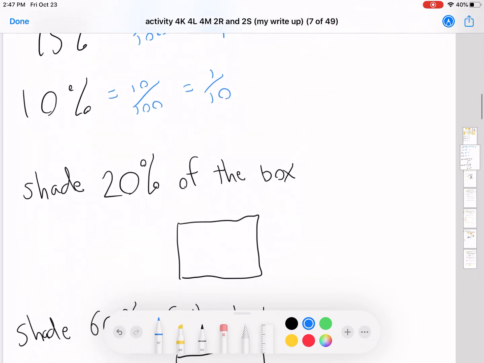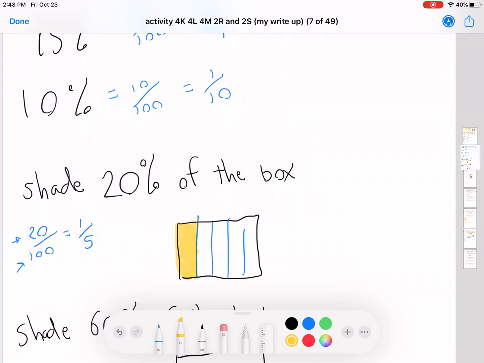So really quickly, if I gave you a box and I said shade in 20% of it, well, 20% means 20 out of 100. An equivalent fraction, if I divide top and bottom both by 20, is 1/5. So 20% is 1/5. And so if I want to shade in 1/5, we go back to our fraction drawing and shading skills.